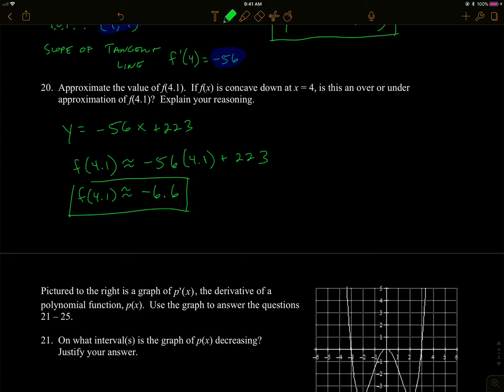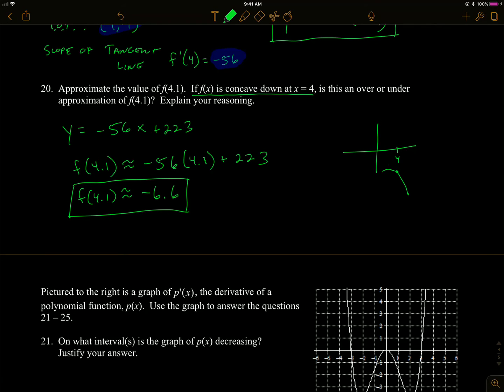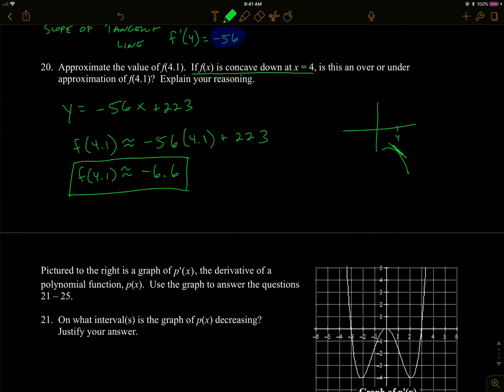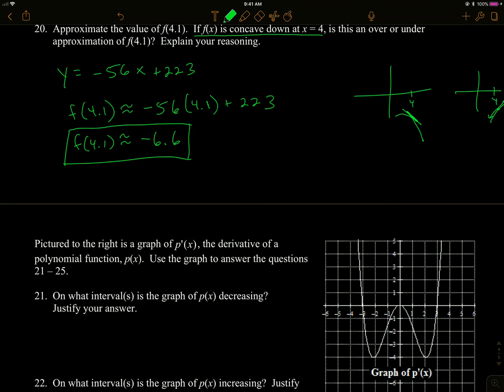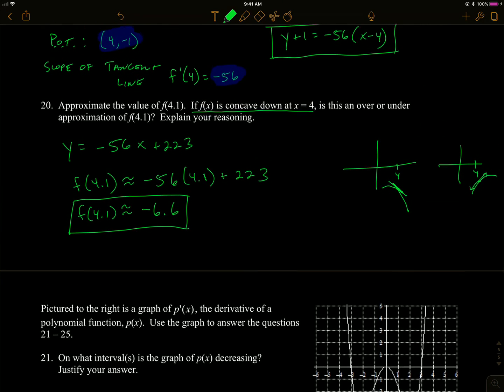That's going to depend on the concavity of the original graph f at our point of tangency. It says f is concave down. So at 4, the graph is concave down here. That means if I draw my tangent line, it's going to be above. Whether the function's decreasing or not, it can still be concave downward and increasing. Either way, you can see the tangent line sits on top of the curve when the curve is concave downward, which means our approximation is going to be an over approximation.